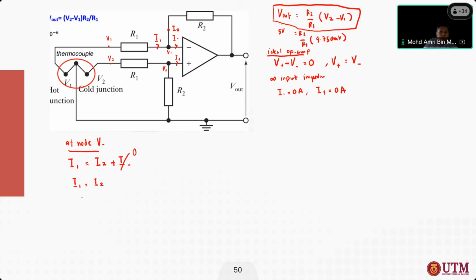Then using Ohm's law, potential difference. For I1 we get V1 minus V negative over R1, and for I2 we apply Ohm's law to get V negative minus V out over R2. Good, so then we get our first equation.